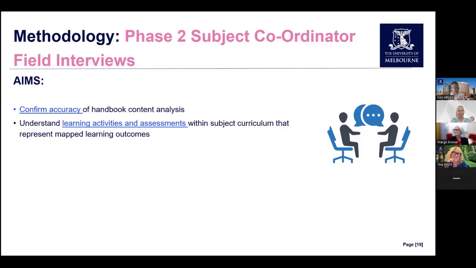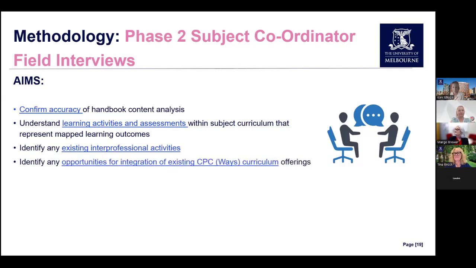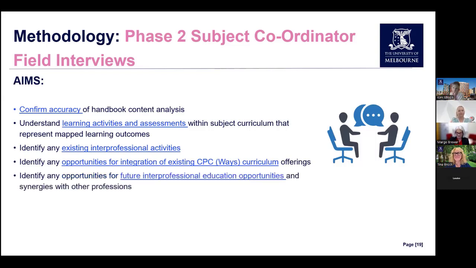And then the interview became broader, and we were seeking to understand the scope and the strengths of the subject from the perspective of the subject coordinator, so that they could tell us about any existing IPE activities and understand their perspective about how things would authentically fit in their program. So how we may integrate some of those WAYS curriculum and any future IPE opportunities, really, that were based organically. You can imagine it became very clear where there were synergies between disciplines that might work, as well as logistical synergies about timetabling and things like that.